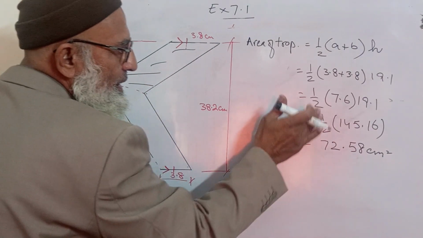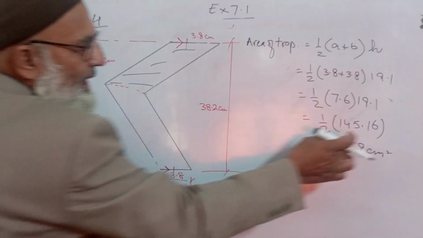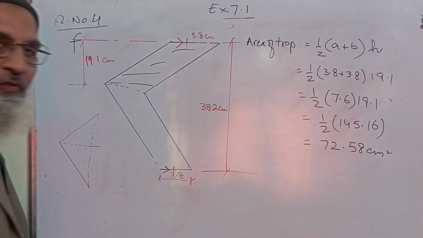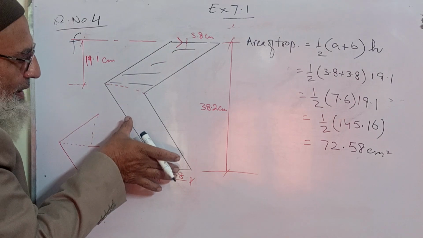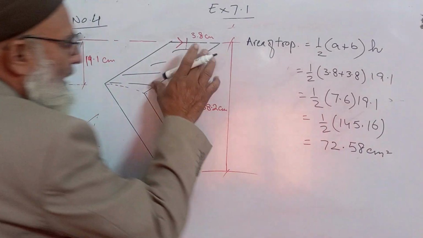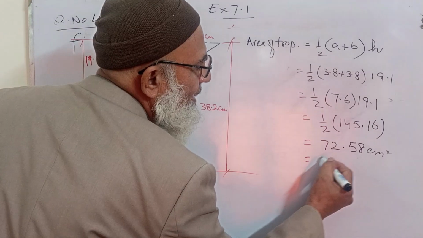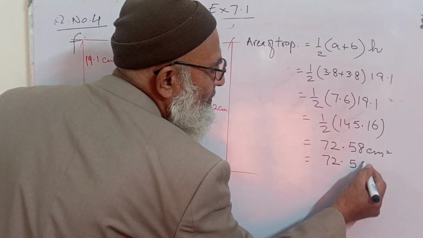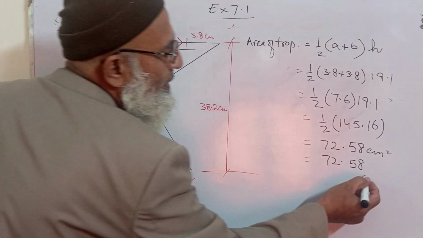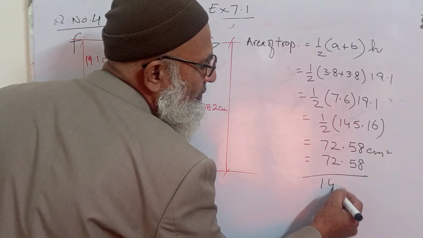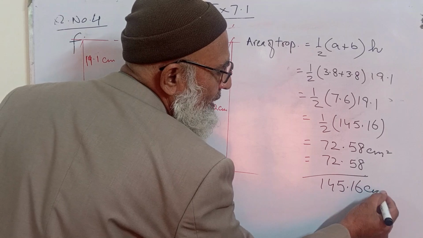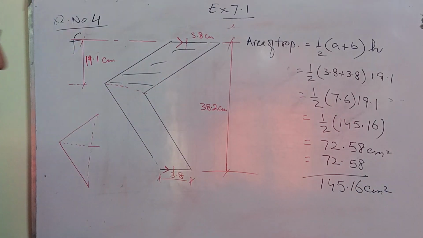Either we skip this half from here and the answer will be this, or if we want to separately calculate, then the answer for one is this and the second one you just add another, or you can skip this two from here. It will again become 145.16 centimeters square. So this is the area of the figure, 145.16 centimeters square. So I think now your specific question has been left only.